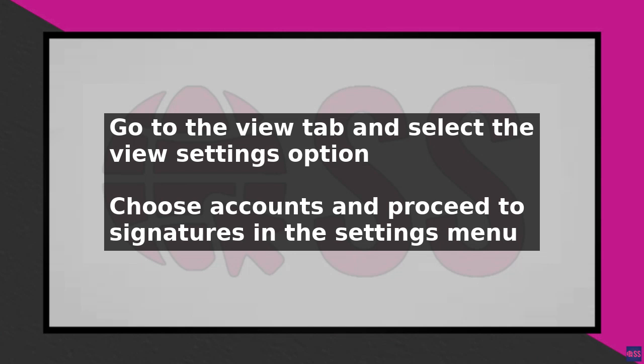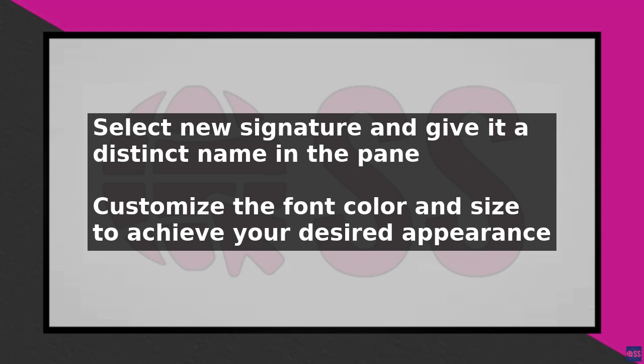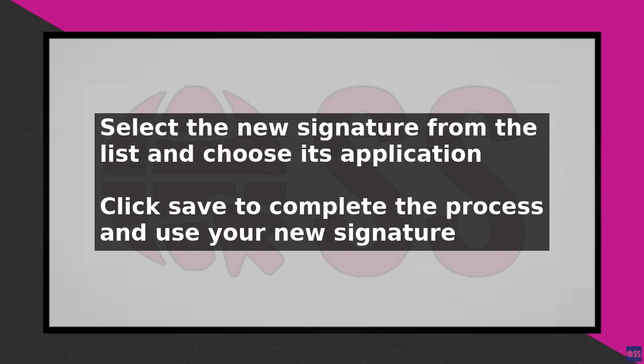To add a signature, go to the View tab and select the View settings, represented by a gear icon. From there, choose Accounts and proceed to Signatures. In the Signatures pane, select New Signature and give it a distinct name. In the editing box, type in your signature and customize the font, color, and size to achieve your desired appearance. Once you're satisfied, click the Save button.